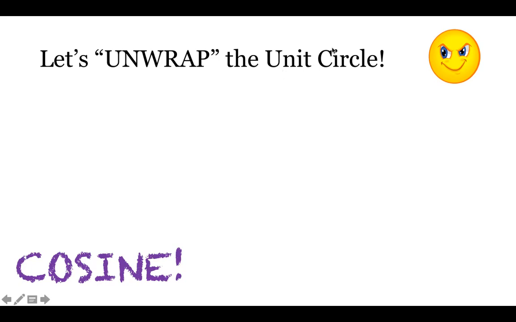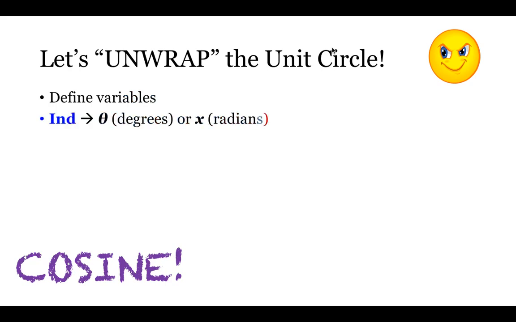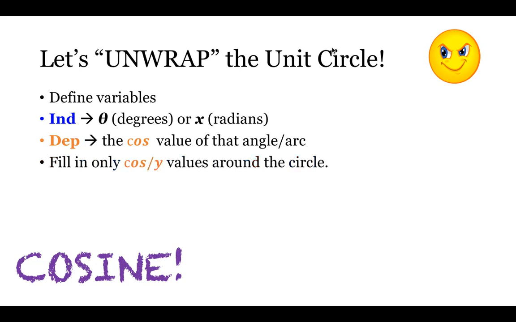Let's take a look at cosine. So that's what sine was. Let's take a look at cosine. We're going to define the variables again. Remember, theta is degrees, x is going to be radians. Now my dependent variables are the cosine value of that angle or that arc. And we're going to fill only the cosine. Oh no, this has a mistake. What should this be? This should definitely be an x. The x values are on the circle.